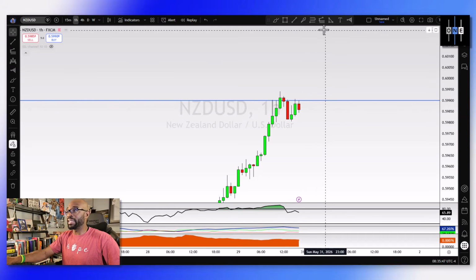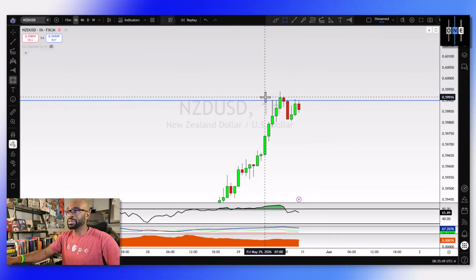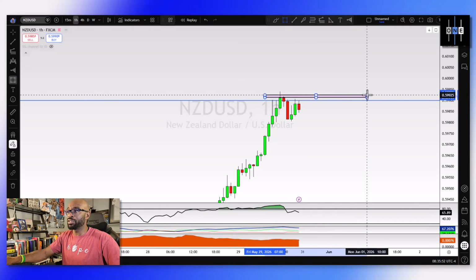Now, we haven't had it yet. We need to venture a little bit higher back up into this zone right here.